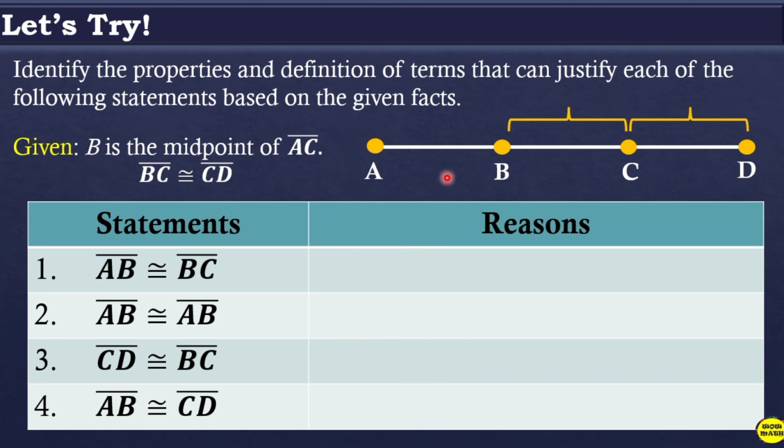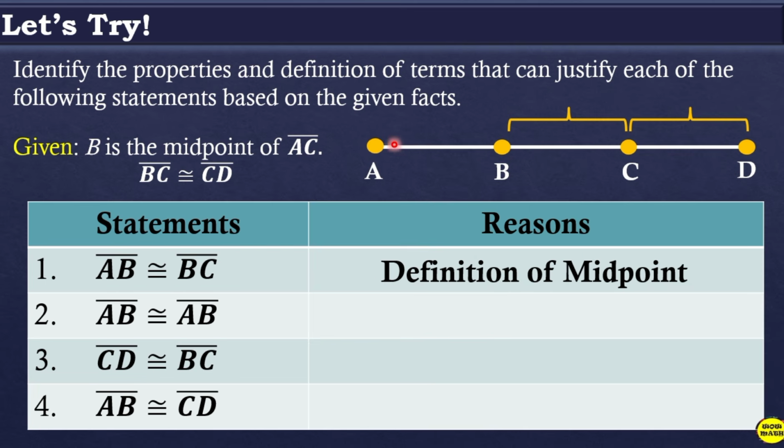Okay, so let us complete the table. So, our first given, segment AB is congruent to segment BC, and this is Y. Okay, bakit? Because B is the midpoint. So, sabi ko nga, kung may midpoint, ibig sabihin, we can say that segment AB is congruent to segment BC. So, the reason is definition of midpoint. Okay? So, masasabi lang natin na congruent sila kapag midpoint si B.